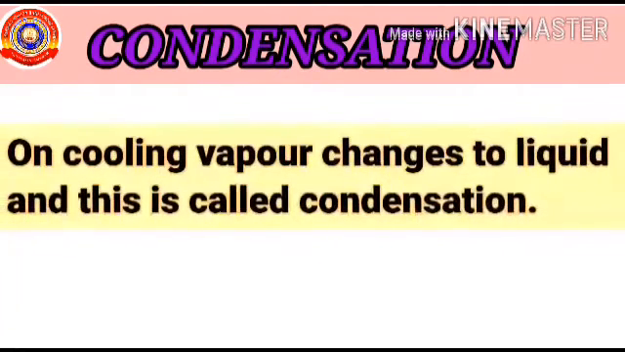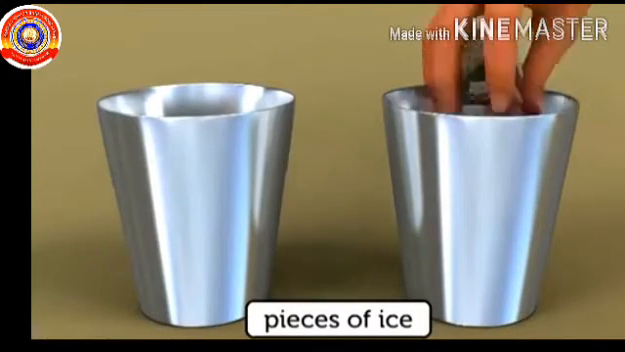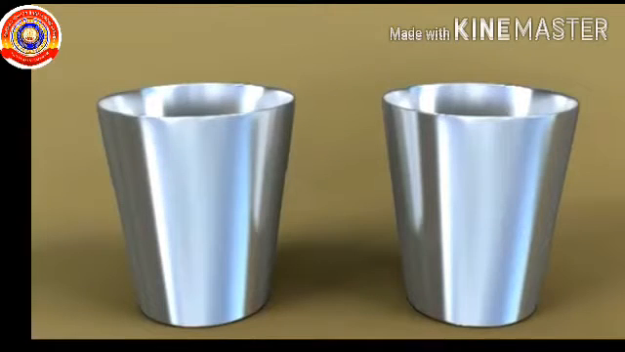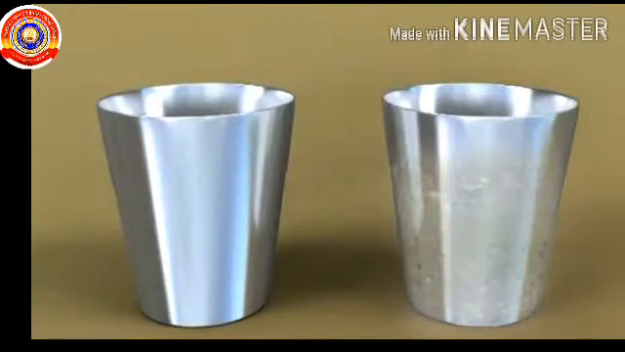Next process is condensation. On cooling, vapor changes to liquid and this is called condensation. Water vapor changing into water is an example of condensation. If we take two steel glasses, one glass with some pieces of ice cubes and the other glass empty, after 10 to 15 minutes you will observe that there are tiny droplets of water on the outer surface of the glass with the ice. The other glass does not have any change.